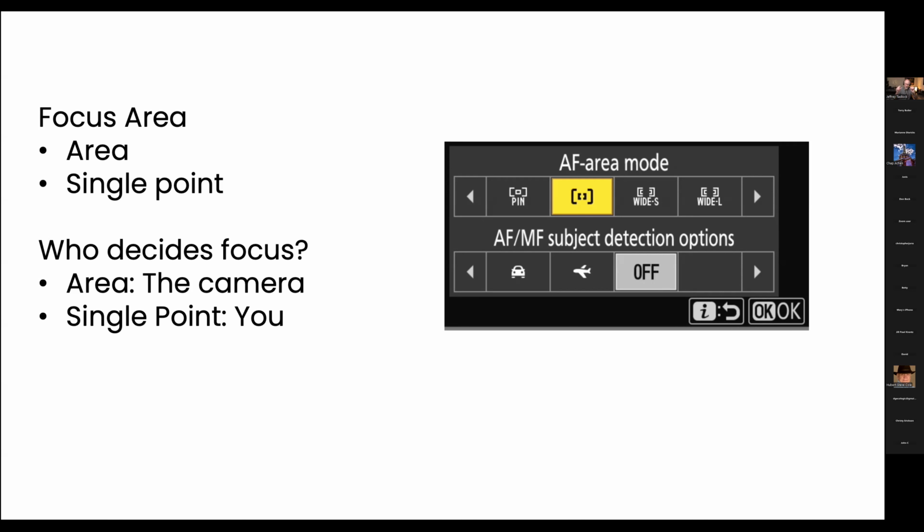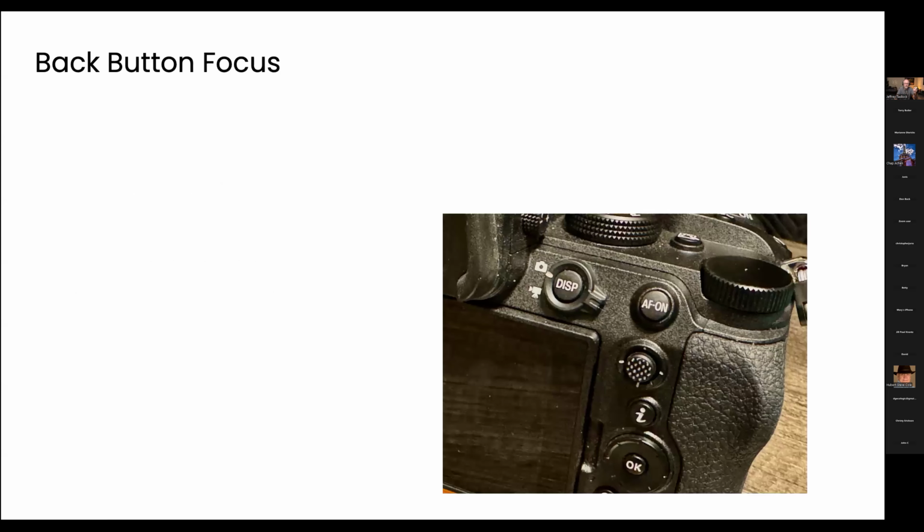With area focus, the camera's sort of choosing. It says, oh, is this your subject? I'll focus on it. And then if you refocus again, it tries to put it somewhere else. Just a little less predictable. It can make you a little less efficient in the field. I like to be able to put my single point where I want it. So I recommend single point focus.